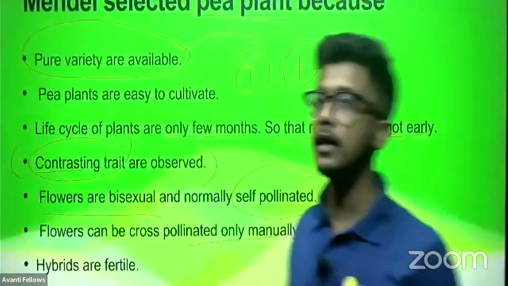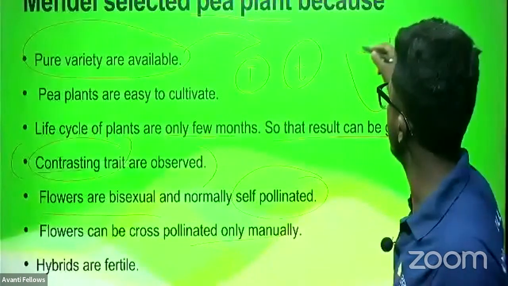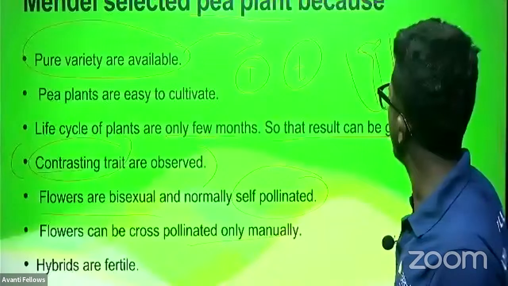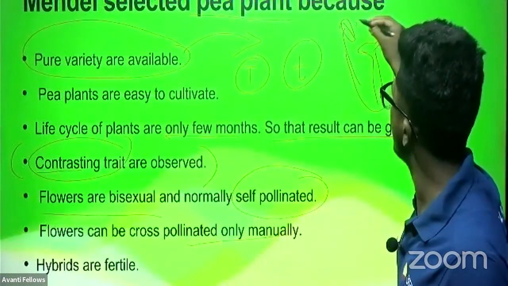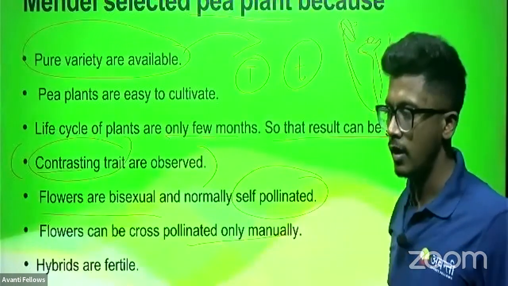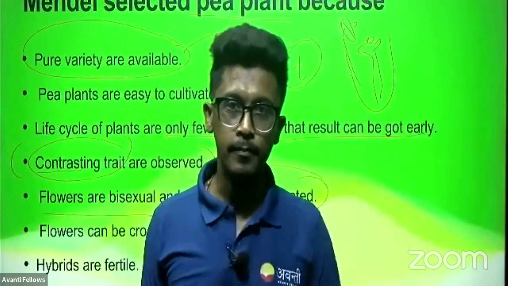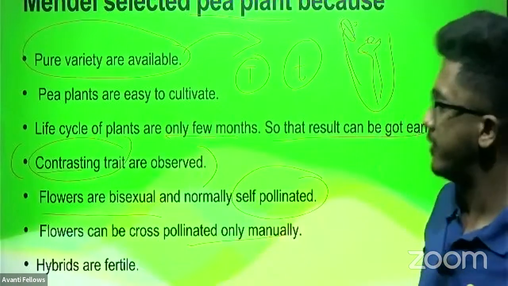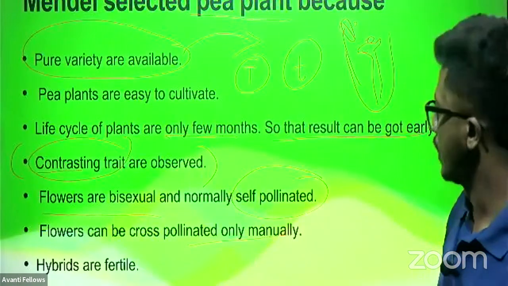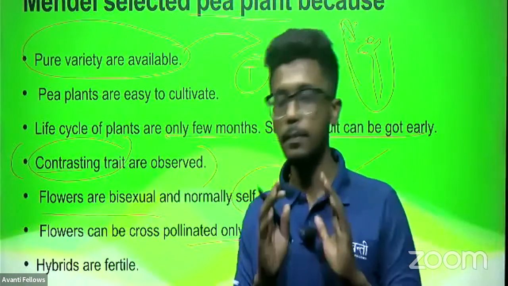So what will happen in self-pollination? You know that you have a flower and you have the stigma, okay, and then you have your anther. So the pollen grains can go from anther to the stigma of the same plant. That means the characteristics get circled around rather than new characteristics being introduced accidentally. Correct, right? So that is why flowers being bisexual and normally self-pollinated is a very important and very good characteristic with respect to the pea plant.